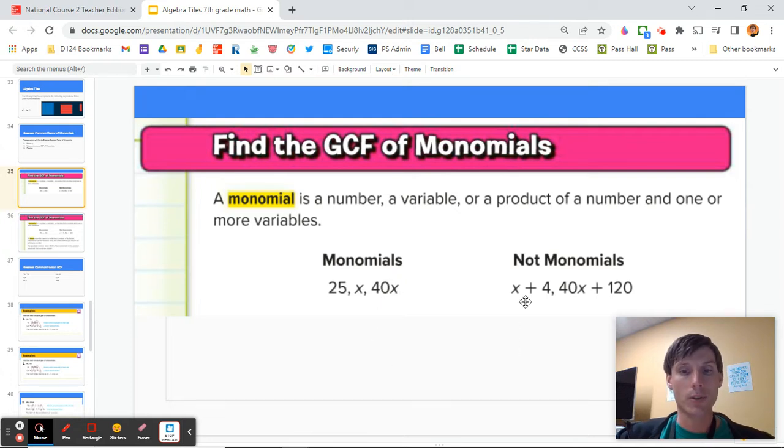So not monomials are going to be things like we have been doing, which were linear expressions, all right? Things like x plus 4, 4x plus 120, 3x minus 2. Those are all examples that are not monomials, more linear expressions. All right.